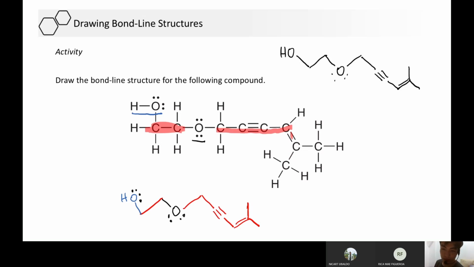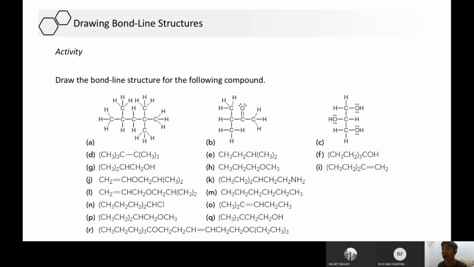Okay. Siguro feel natin. Kailangan natin dito more practice, no? Kasi gano'n naman talaga, no? So, anyway, screenshot nyo yan. I will give another example para magamay natin, no? Actually, ang dami pala ditong examples, no? Sige, tuloy tayo, no? Activity. Draw the bond line structure for the following compounds. No? Ang dami. Siguro yung iba dito assignment nyo na lang. No? Sige.